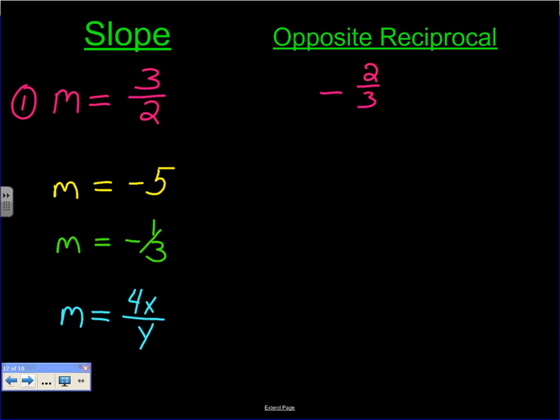So if you were to have equations of lines that had 3/2 for a slope and another line that had negative 2/3 for a slope, those would be perpendicular.